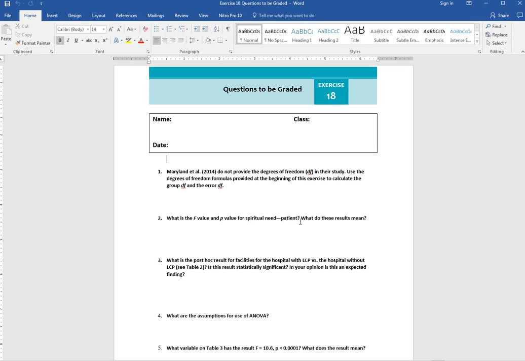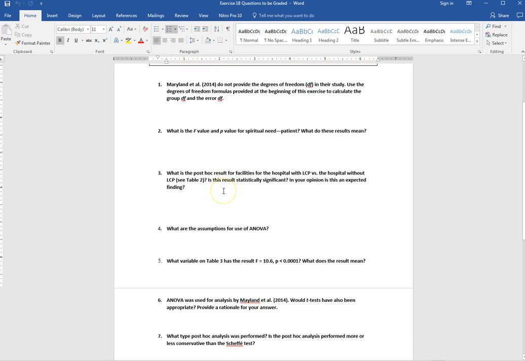So one, is this statistically significant? Compare that p-value to your level of significance and make a decision about whether or not it's a significant result. And then interpret this. What is this telling you about the difference between the three groups of hospices? Is there a difference between those three?